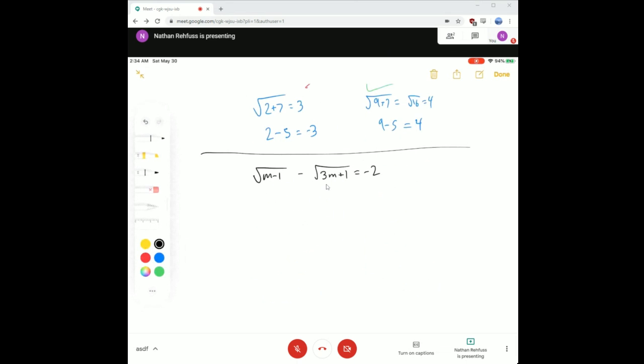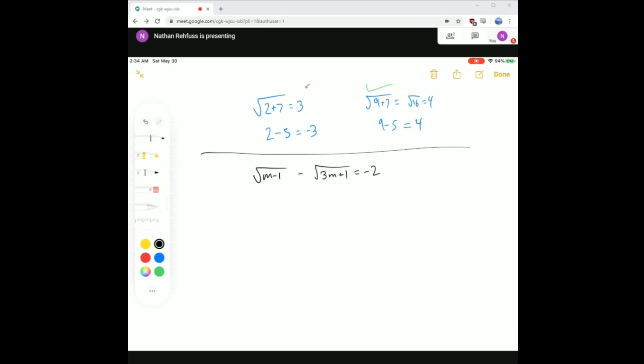If I square both sides, then when I FOIL, first will be m minus 1, last will be 3m plus 1, but the outside and inside will be monsters made of 2 radicals multiplied together, and I don't want that at all. So before, we would isolate a radical and then square both sides to see what happens. And actually, that's what I'm going to do again.